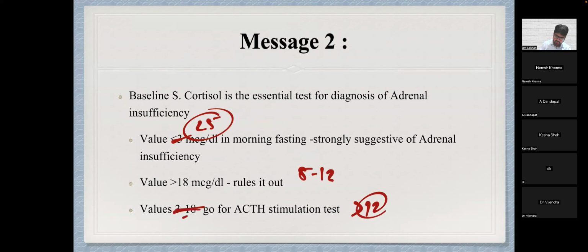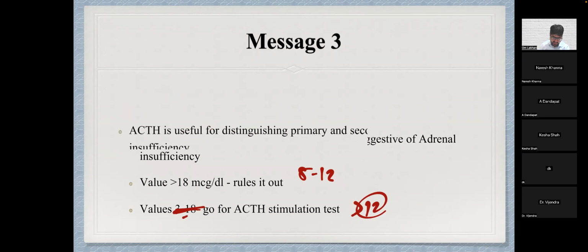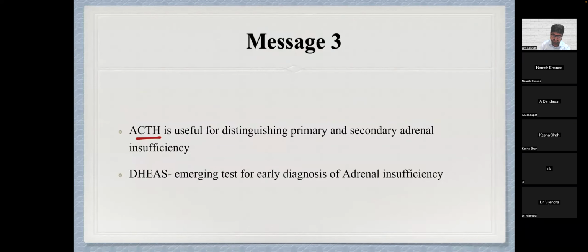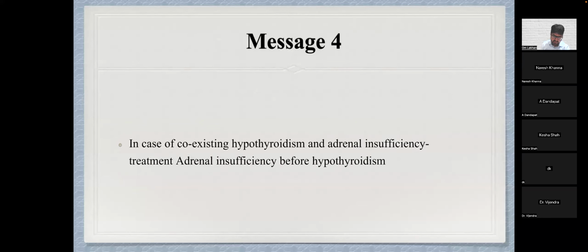This is actually from the old take-home slides, so these are changed, right? So these are baseline values, very useful. And then ACTH can be used to differentiate between primary and secondary, or primary, secondary, and tertiary. And DHEA-S is a very important emerging test for diagnosis of adrenal insufficiency. Again, we had discussed this last time also. If you have hypothyroidism with adrenal insufficiency, you need to treat adrenal insufficiency before you treat the hypothyroidism. It's an important take-home message.